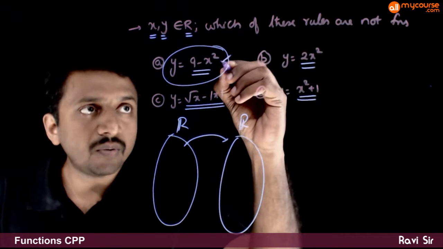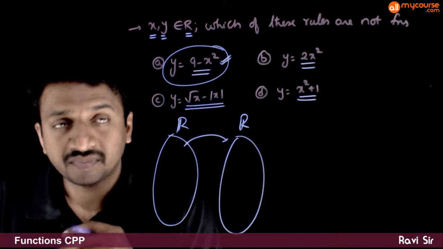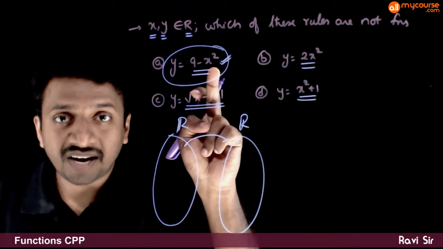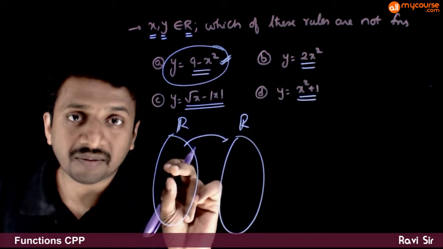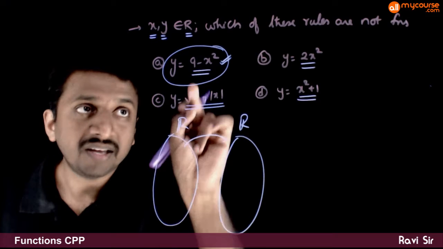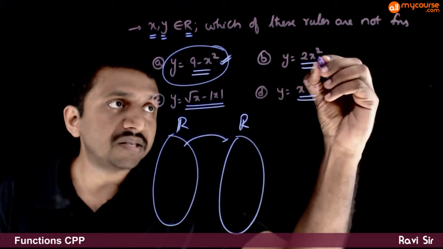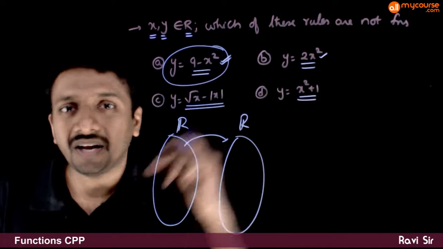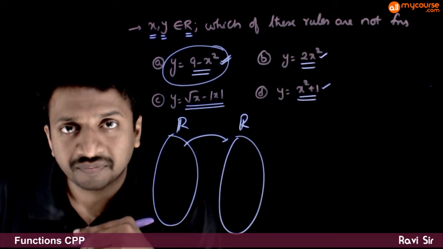because x square has domain R. X square is defined for all real numbers. So for every real number in the domain, 9 minus x square gives you an image. Similarly, 2x square is also defined for every real number. X square plus 1 is also defined for every real number.